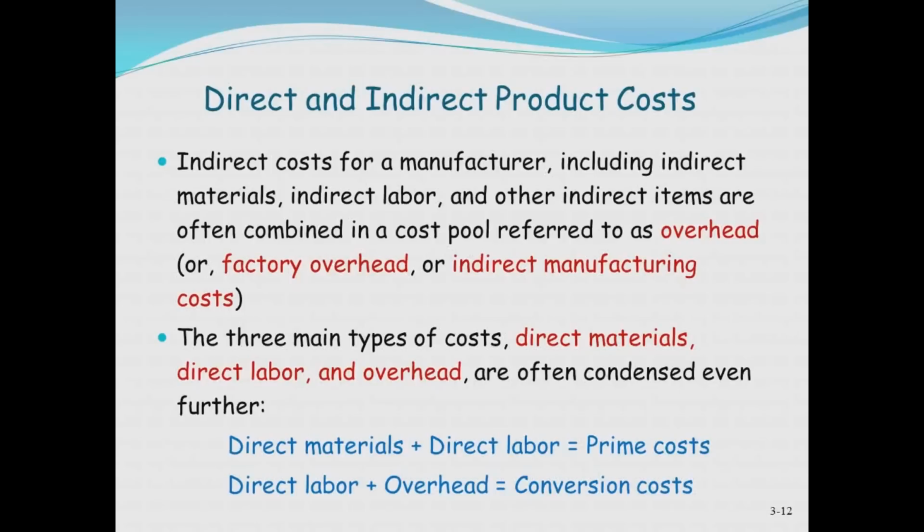You might see this from time to time. Direct labor and direct materials are sometimes called prime costs when combined. We'll definitely be working with this. Direct labor plus overhead are often called conversion costs. The cost of converting a raw material to a product. Think of it that way. So those are some terms that you need to know.